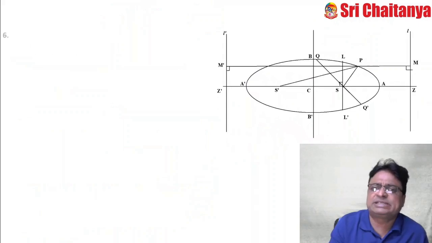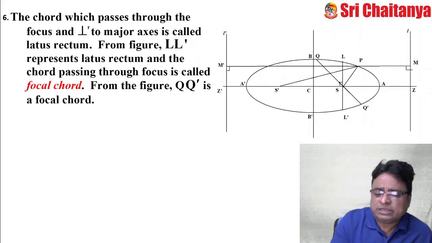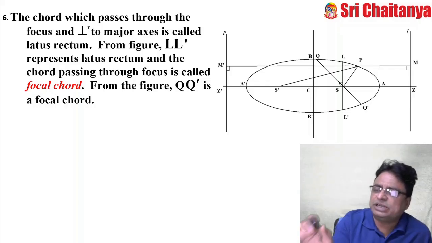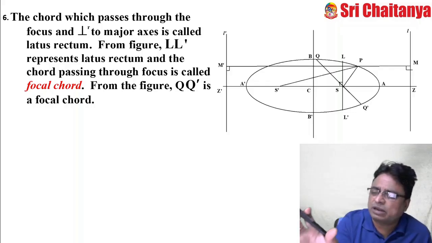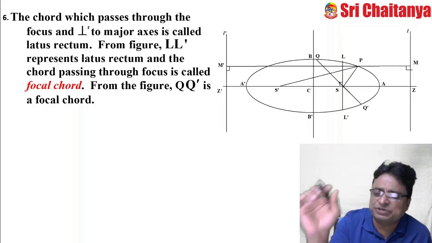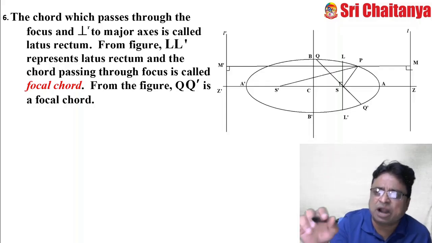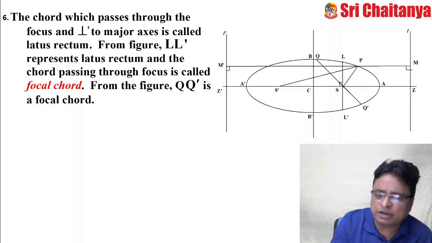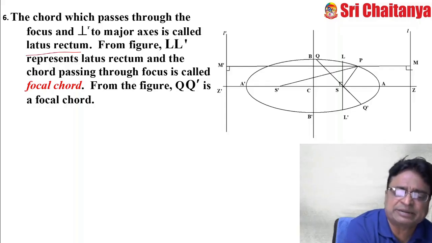Now coming, my friends, to the sixth point. The chord which passes through the focus. See, imagine, observe: what is the chord, and the chord which passes through the focus. You just imagine how many chords are there and what type of chords are passing through the focus. You just observe the diagram, and if it is perpendicular to the major axis, it is called the latus rectum.